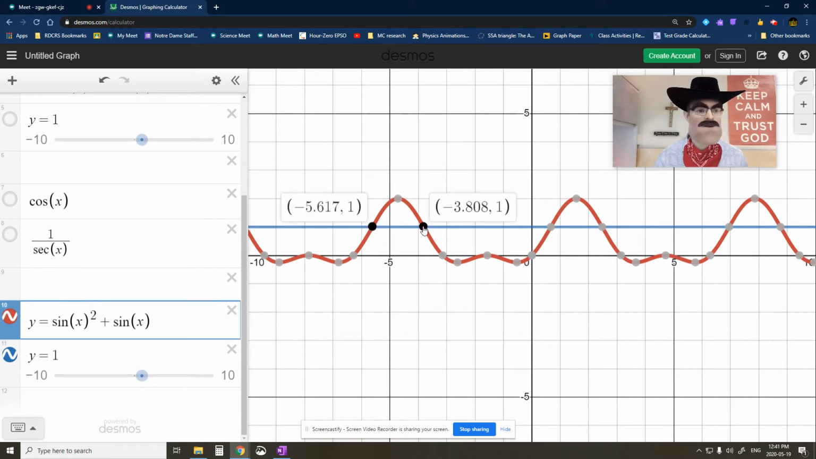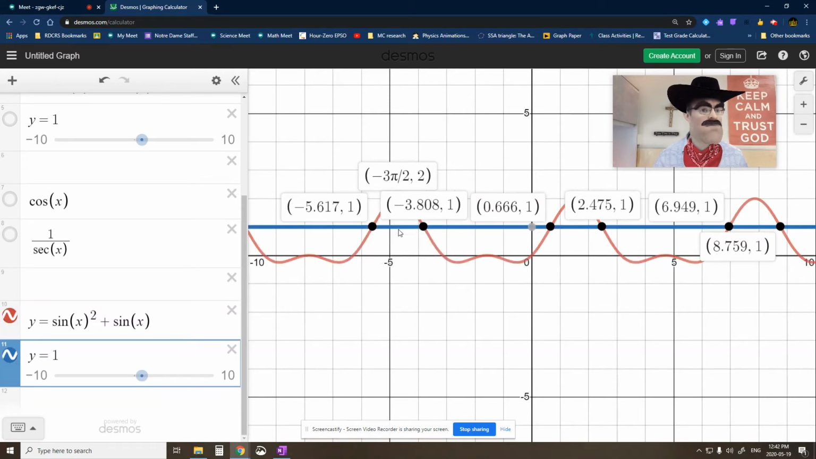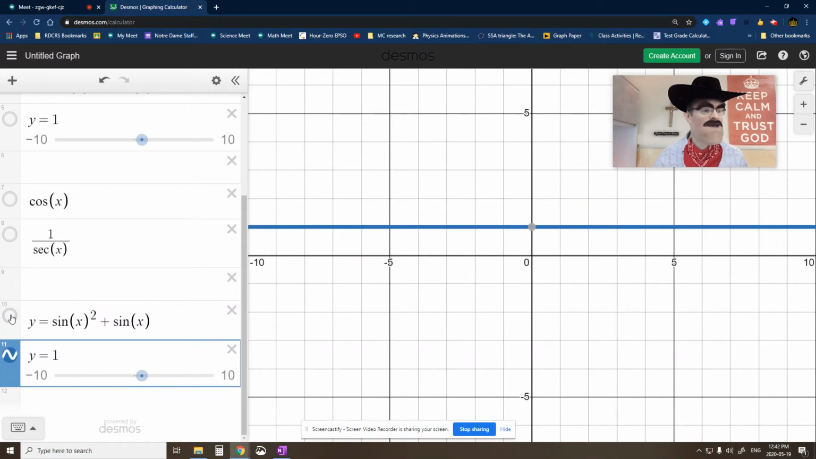They have solutions. You can see there's a bunch of solutions here. But they're not an infinite number of solutions. They're not exactly the same for all x values. So this x value up here is different than this x value that's down here. Okay? So those are not identities.